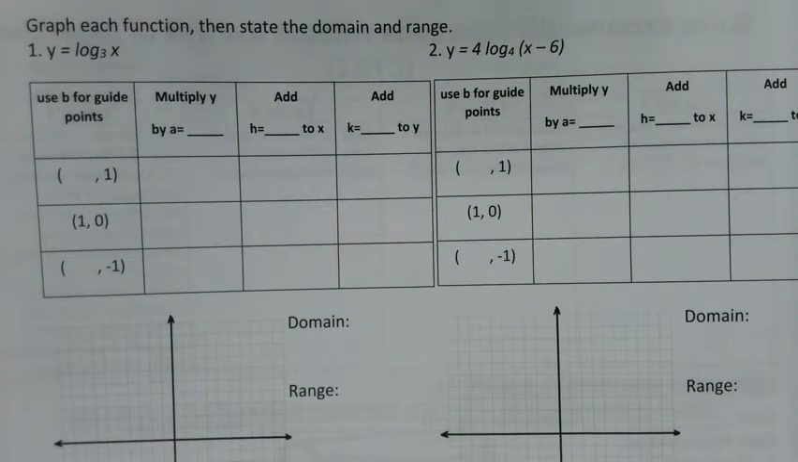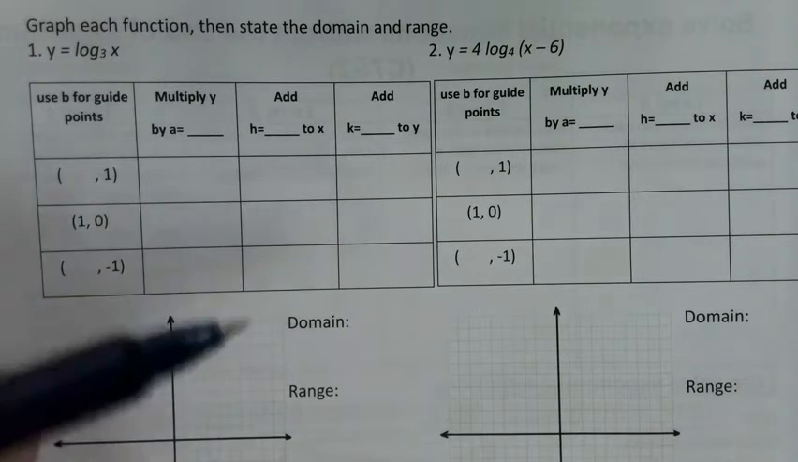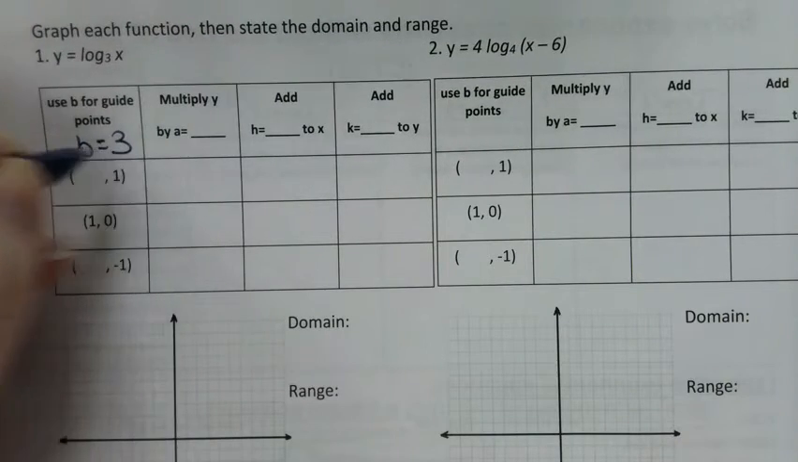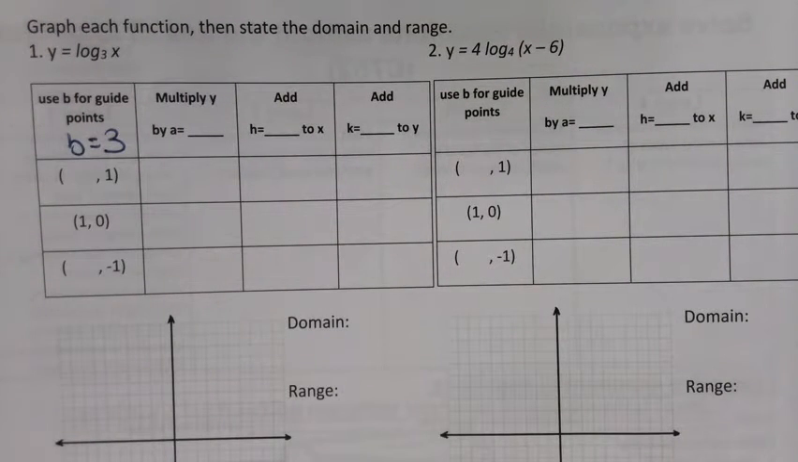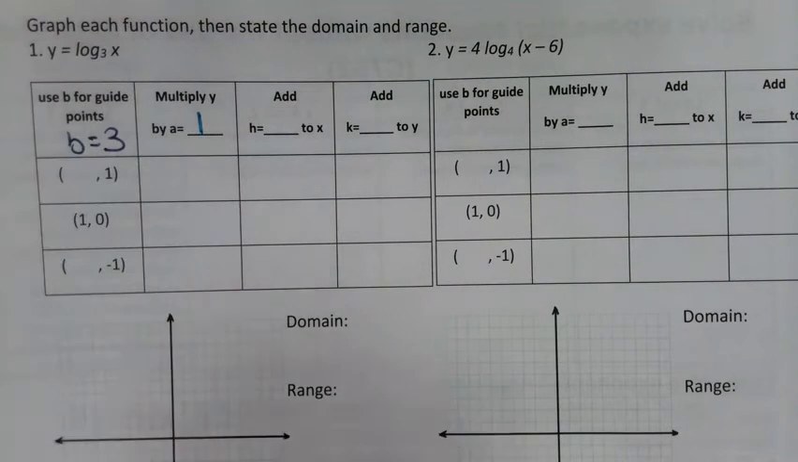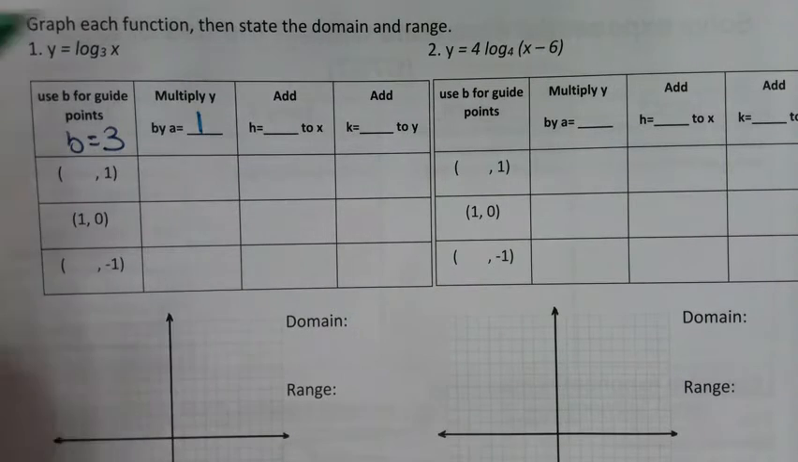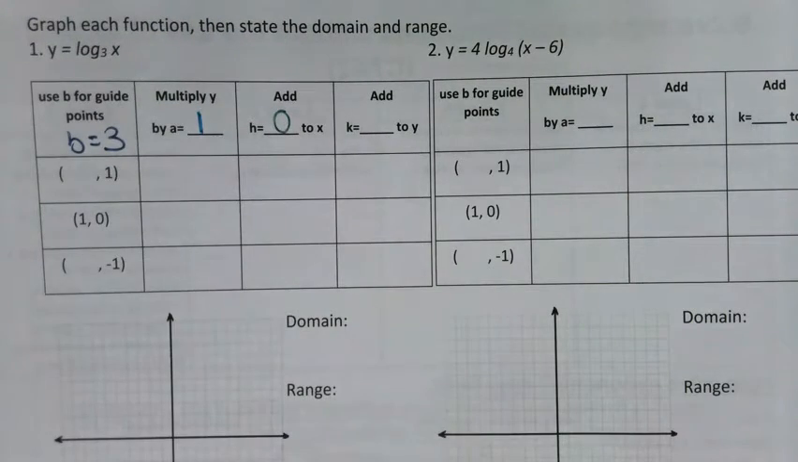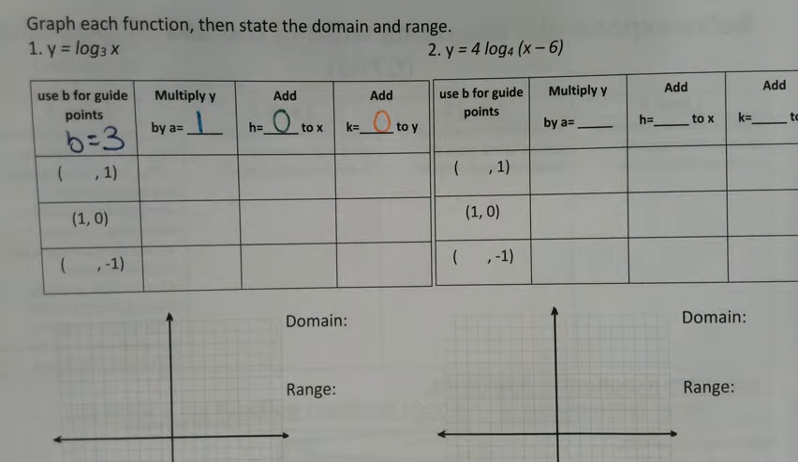So our first step is to label b, a, h, and k. b would be the 3. a in this case, there's nothing being added or multiplied in front, so that's really a 1, because it just means there's not a stretch or a shrink. Multiplying by 1 doesn't change anything. Then nothing is being added or subtracted with the x, so h is 0. And nothing is being added or subtracted outside of the x, so k is also 0. So this would be an example of a logarithm function where no transformations have happened.